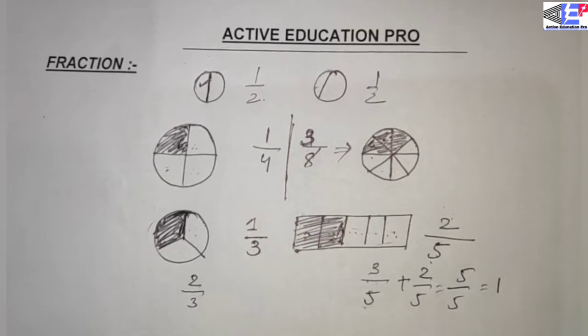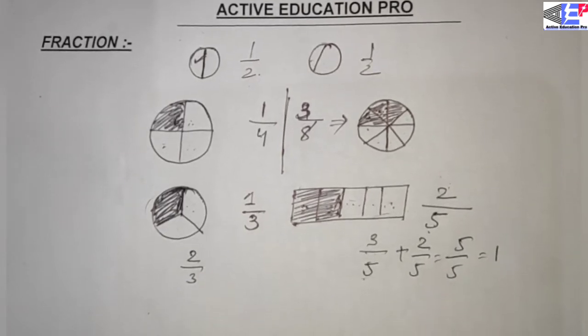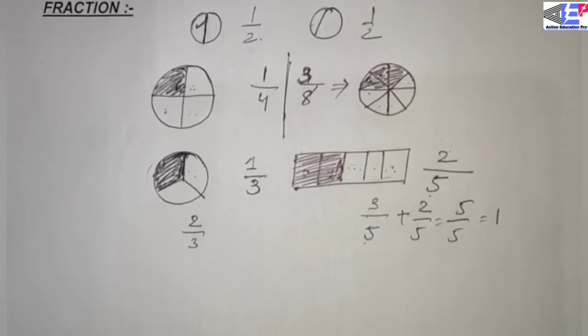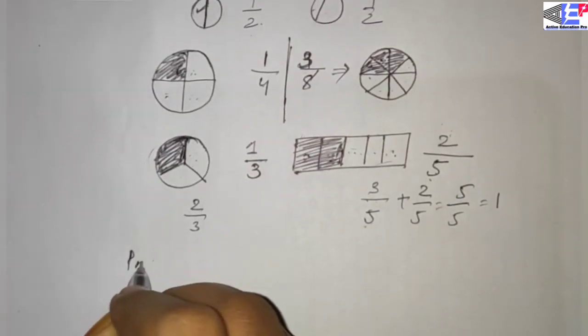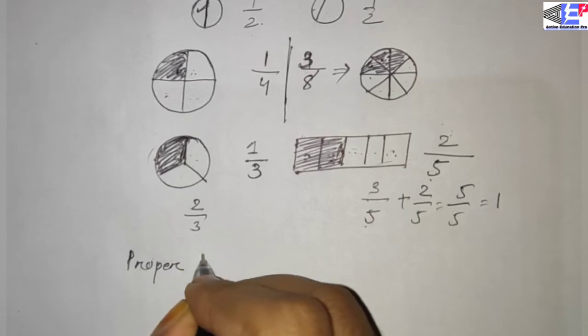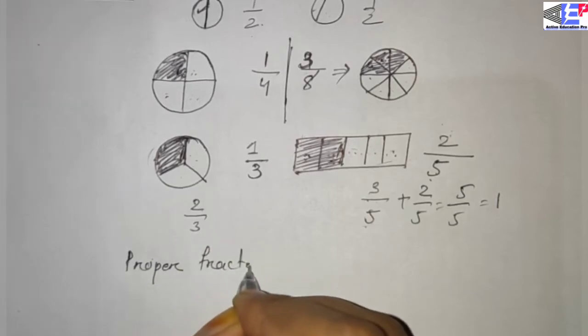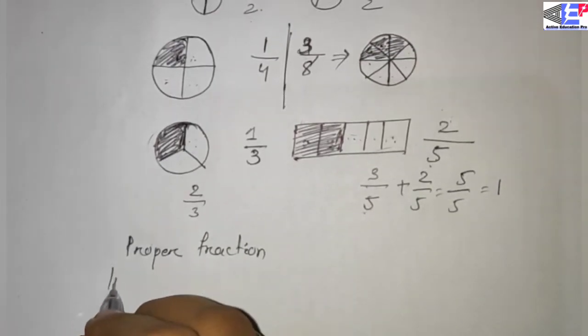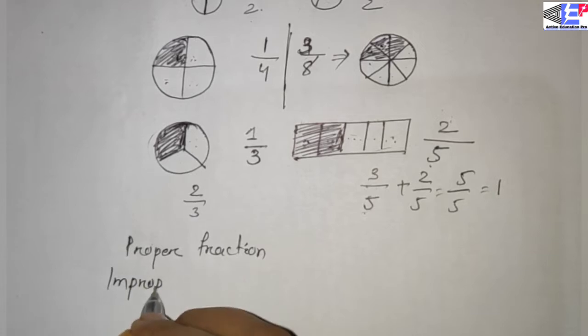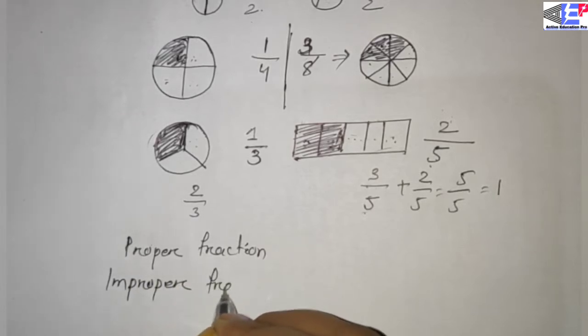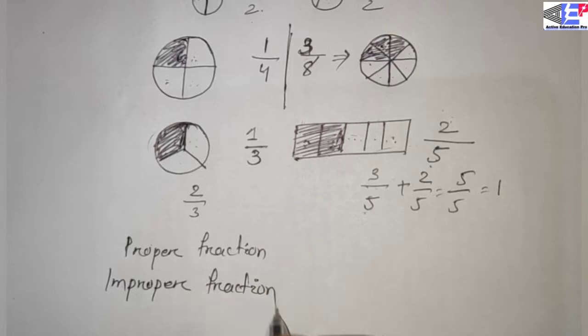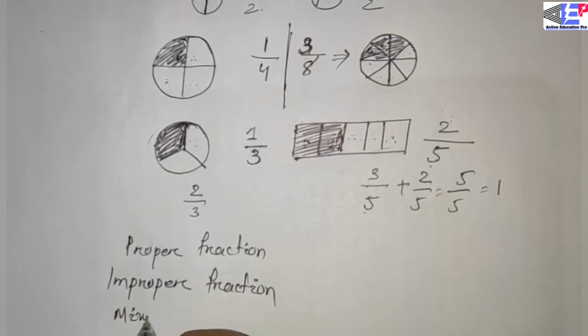And then the next thing is its types. Fraction is of 3 types. One is proper fraction, the second one is improper fraction, and then mixed fraction.